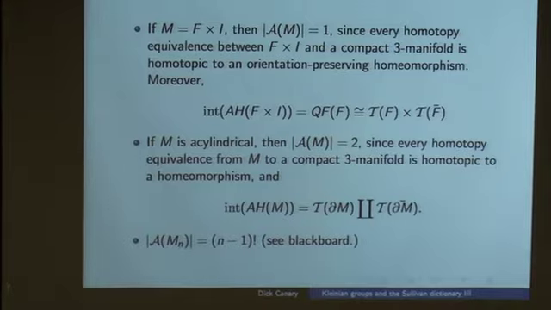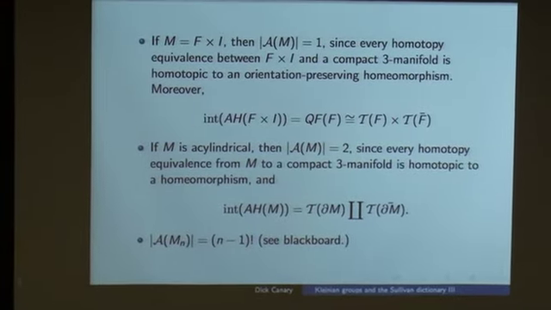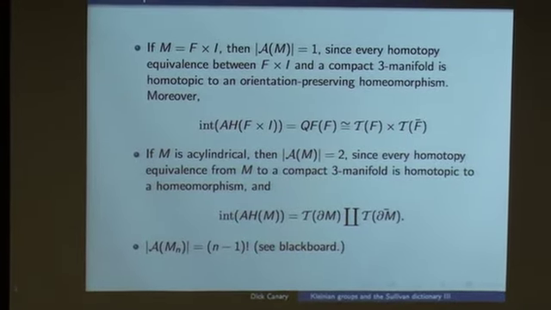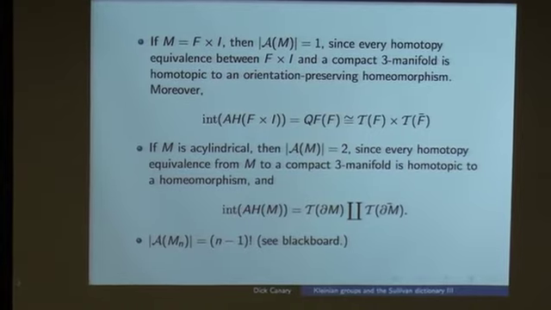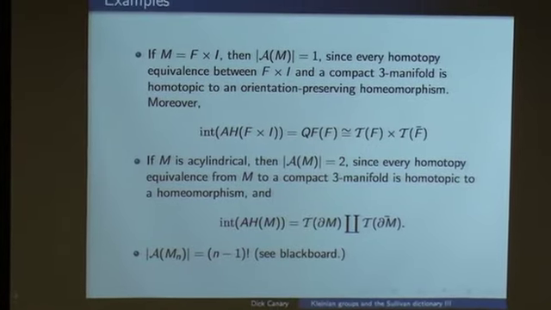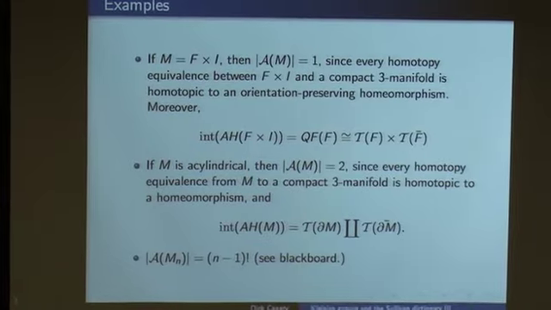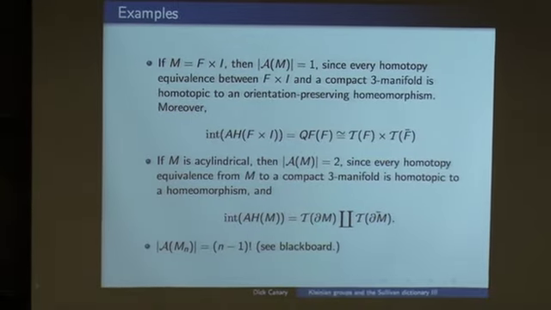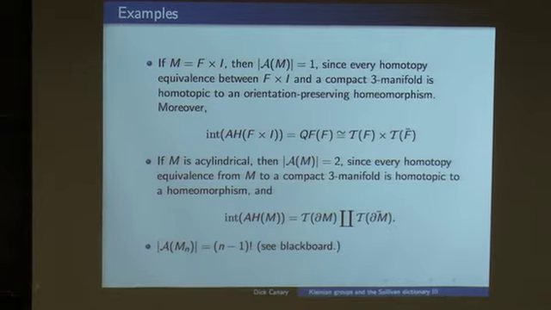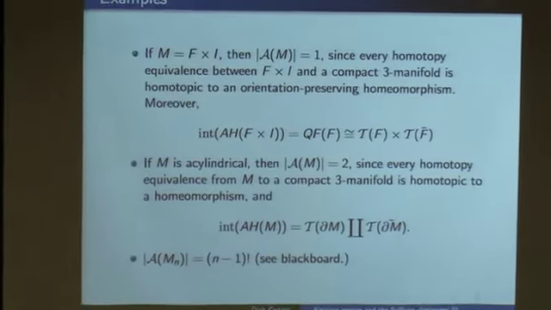Okay, and in that case, every homotopy equivalence is homotopic to a homeomorphism, maybe not to an orientation-preserving one. So you get two marked homeomorphism types, and it really just keeps track of the orientation. So you get two components of AH of M, the Teichmüller space of the boundary, and the Teichmüller space of the complex conjugate of the boundary.